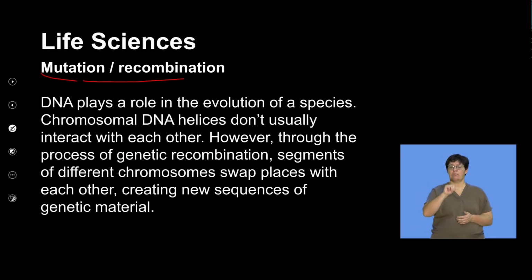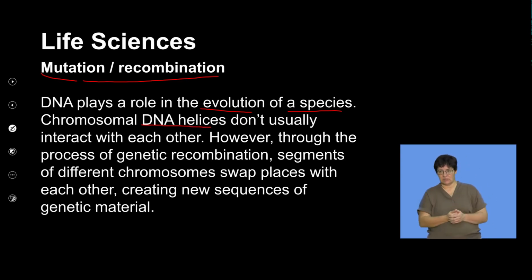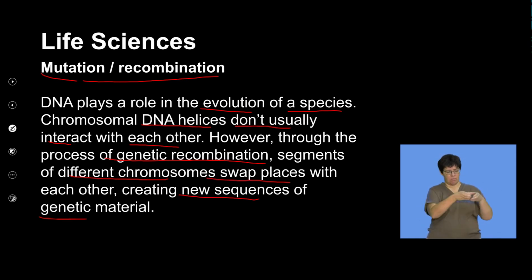Mutations and recombination. DNA plays a role in the evolution of a species. Chromosomal DNA helixes don't usually interact with each other. However, through the process of genetic recombination, segments of different chromosomes swap places with each other, creating new sequences of genetic material. So we refer to mutations as what drives changes in species.